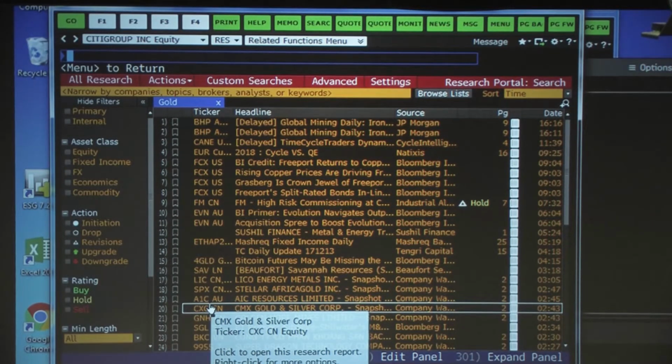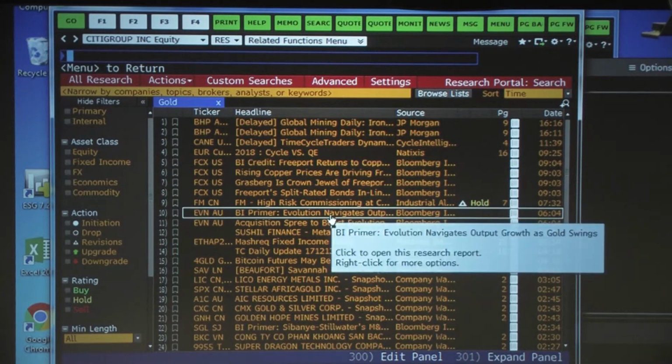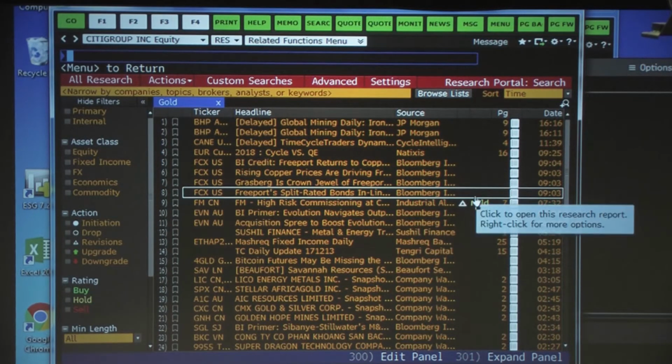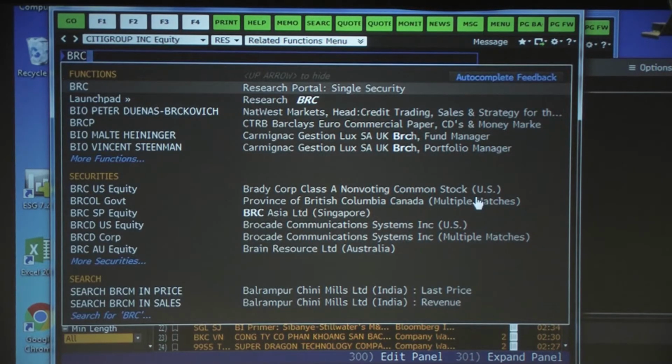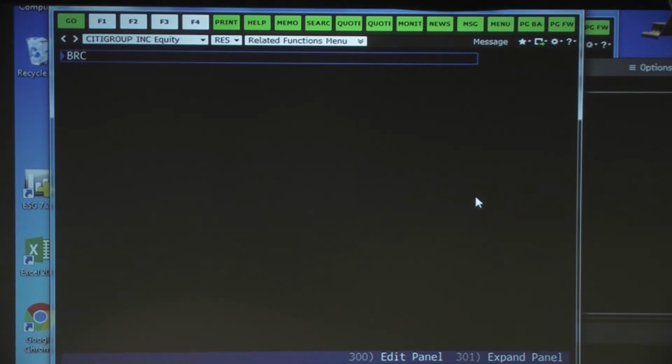So let's say we want to look at the current security. So right now we have Citigroup launched. So there are functions that allow you to look at a broad category, but if you want to look at research of Citigroup specifically, there's a function for that as well. So to look at research for the security you have loaded, you enter the function BRC. So BRC talks about research portal single security. So it represents the security we have open.